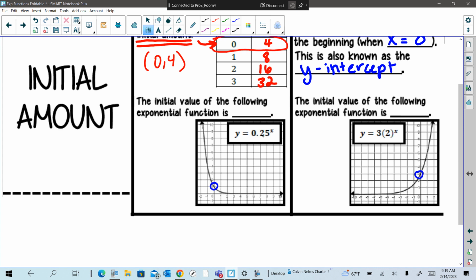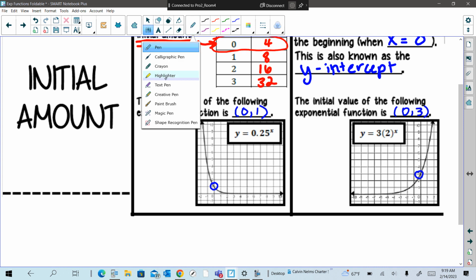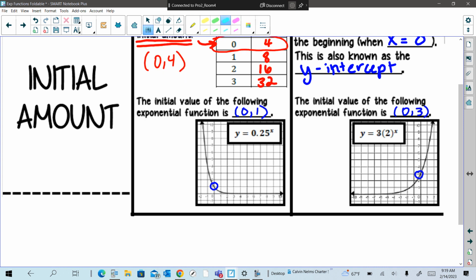Notice that at 1, you see how there's no number being multiplied to this? Remember, when we don't see a number, we always know it's a visible 1. So the initial value for this function would be (0, 1). The initial value for the second exponential function is (0, 3). It always correlates with the number that represents the a.